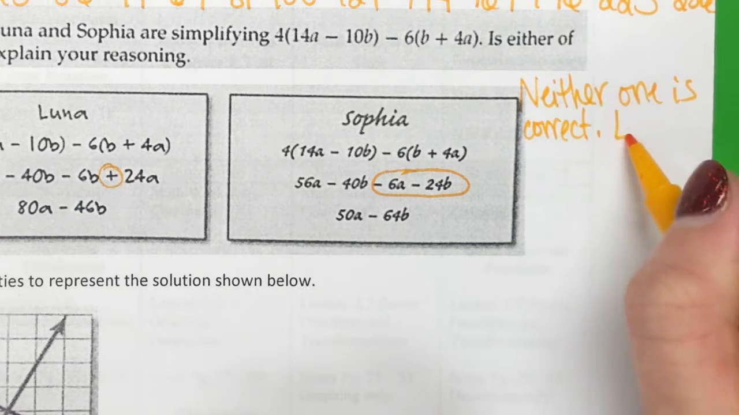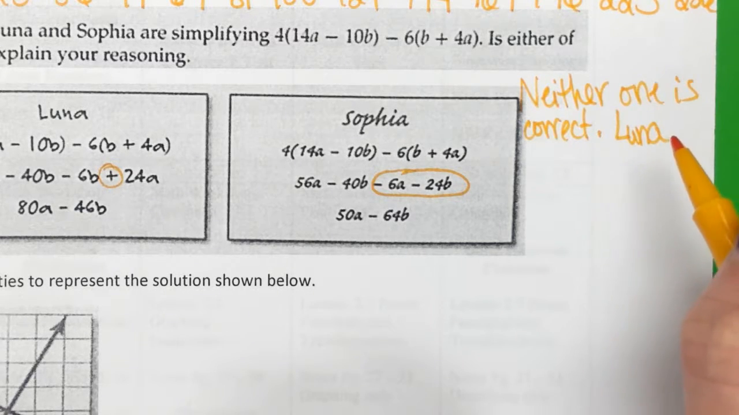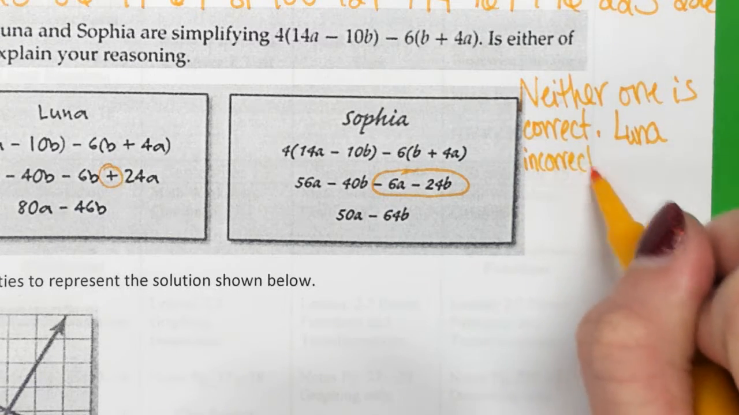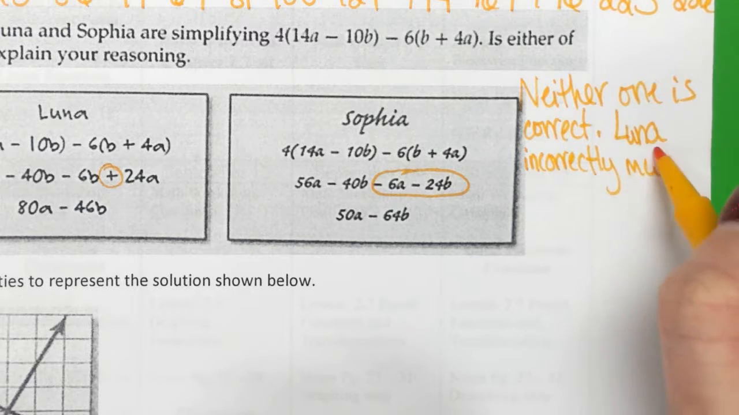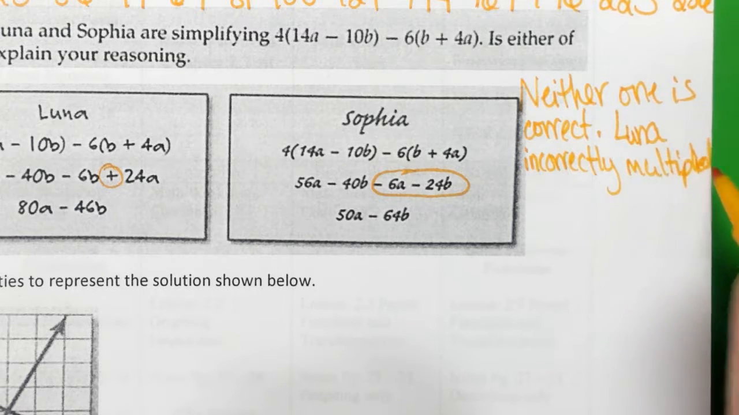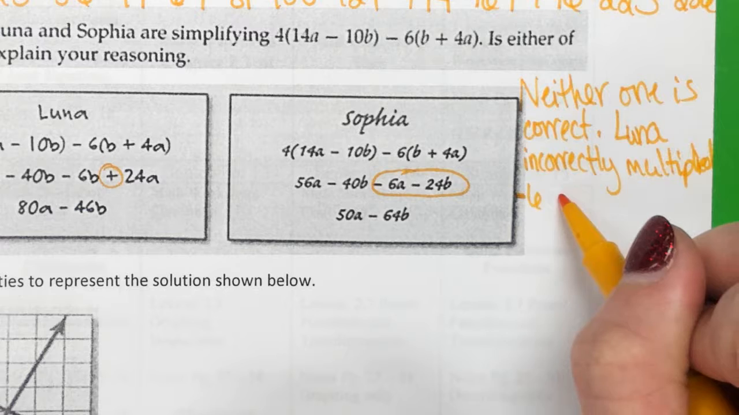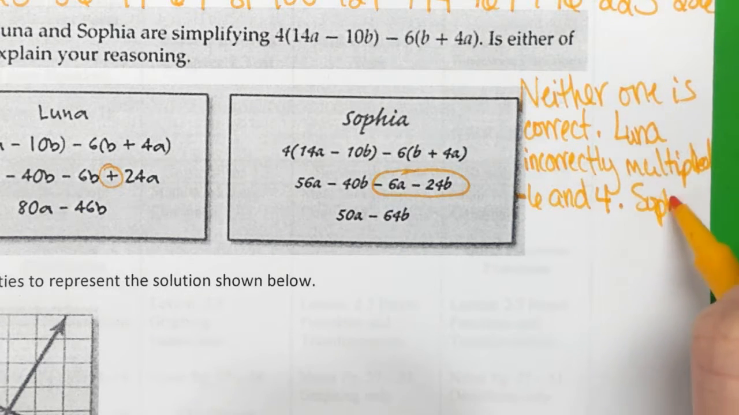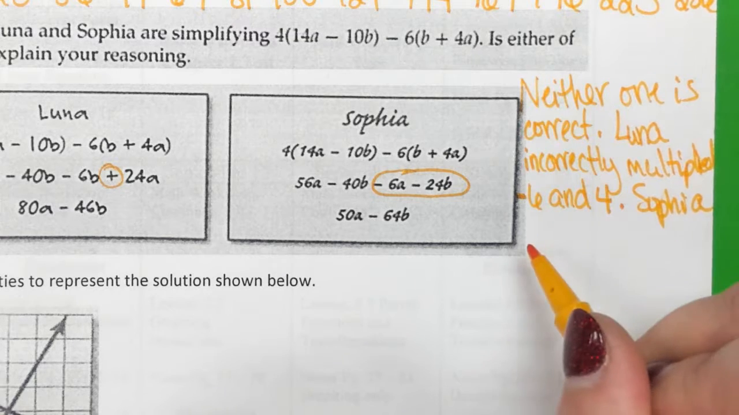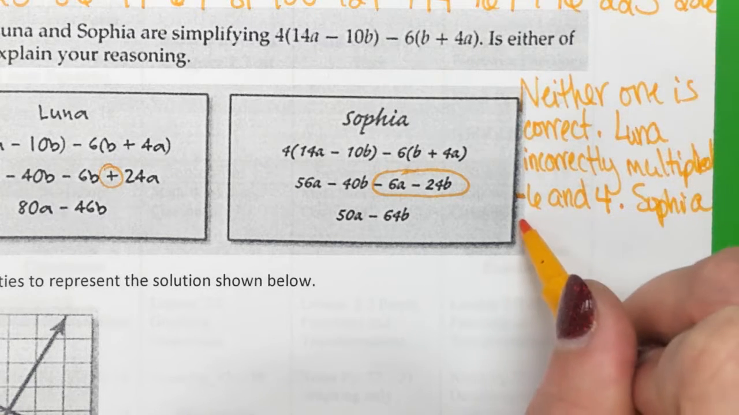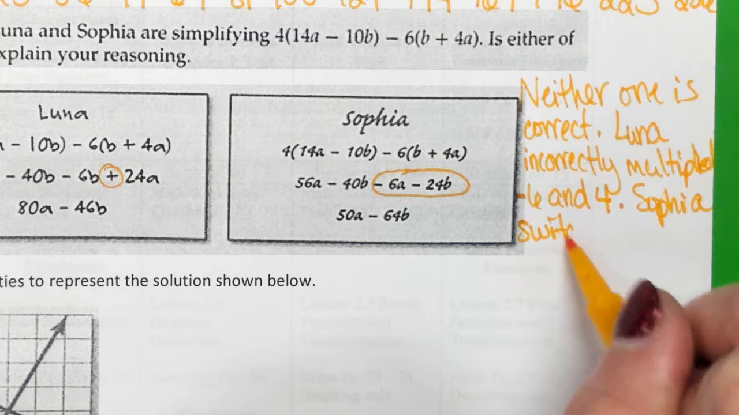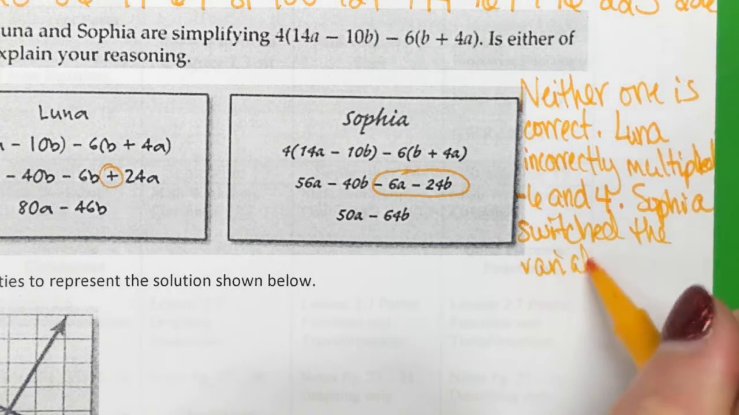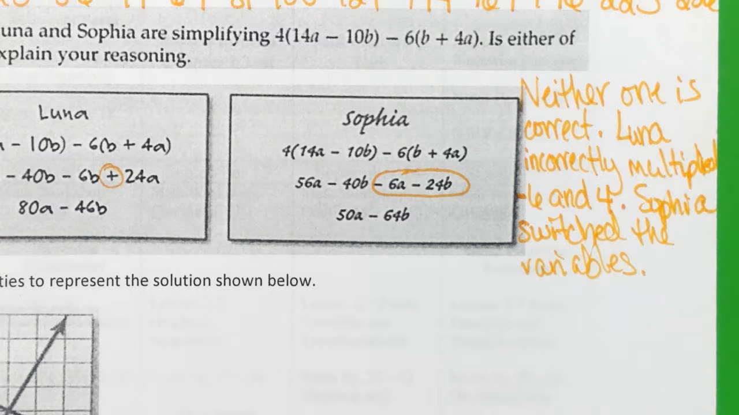So let's see. What did Luna do wrong? Luna incorrectly multiplied -6 and 4, right? Alright, and what did Sophia do? Very good. So Sophia switched the variables. There we go. Are y'all okay?